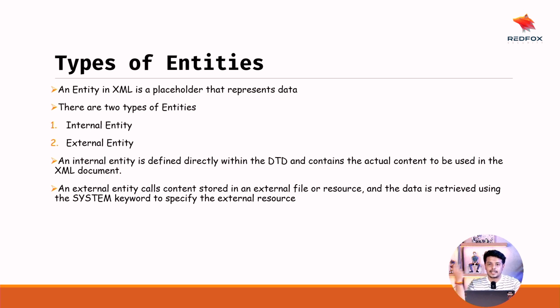So it is an external entity which we are calling, and that data is retrieved using a system keyword to specify an external resource. So from where we can call that file, the system keyword is used to retrieve the file. This is the basic difference: what is an entity, what are the types of entities, what is an internal entity, and what is an external entity.